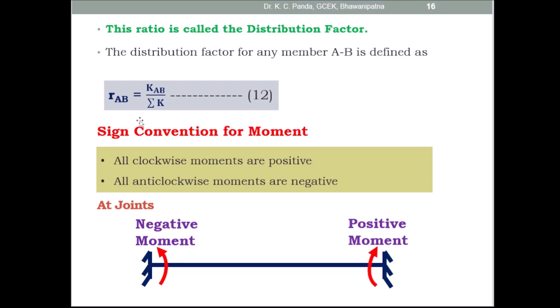Then coming to the sign convention for moment. As you know, in the slope deflection method, here also you have to take the same sign convention. All clockwise moments are positive and all anti-clockwise moments are negative. So this is the positive moment, clockwise, and this is the negative moment, anti-clockwise, at the joints.